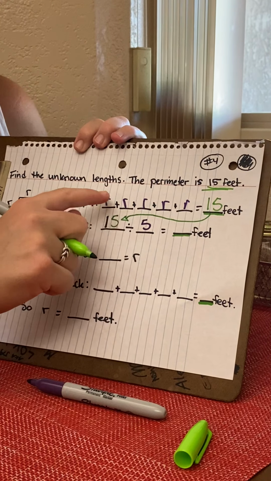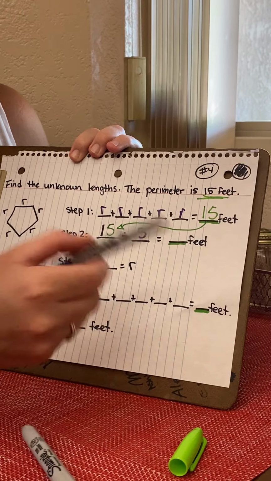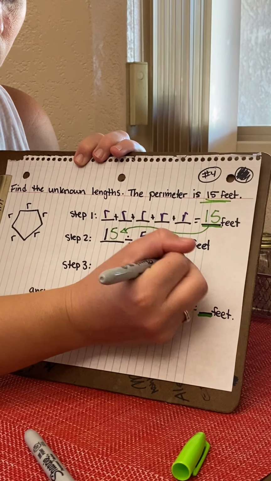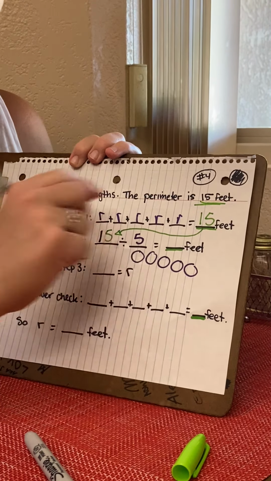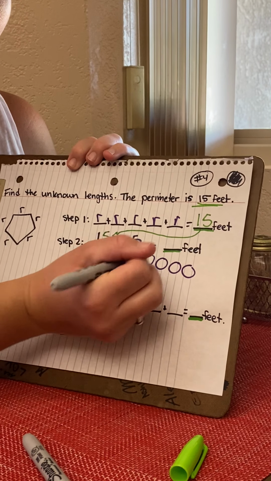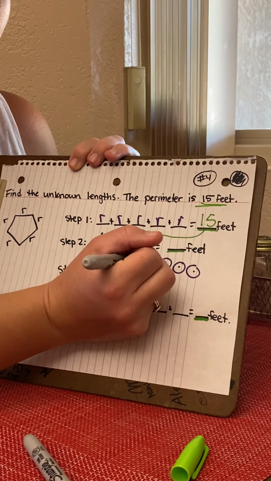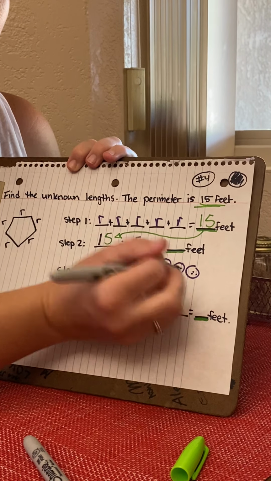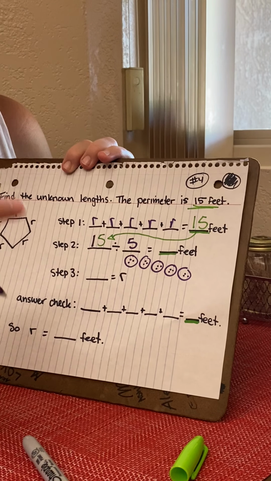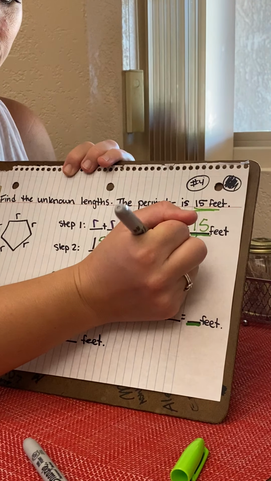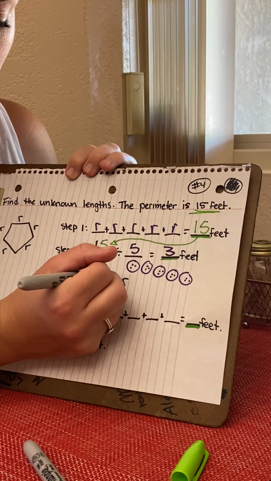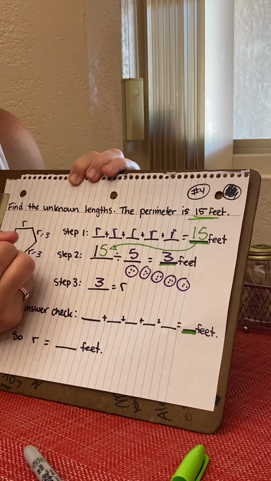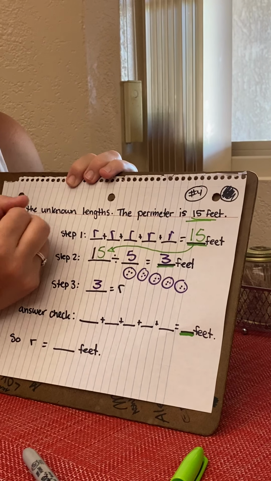divided by 5, because I have 5 sides, has to equal, if you don't remember how to do it, I'm going to draw 5 circles. And I'm going to count out 15 until they all have the same amount. So 1, 2, 3, 4, 5, 6, 7, 8, 9, 10, 11, 12, 13, 14, 15. How many dots in one circle? There's 3. That means that each R has to equal 3. So I'm going to put 3, 3, 3, 3, 3.